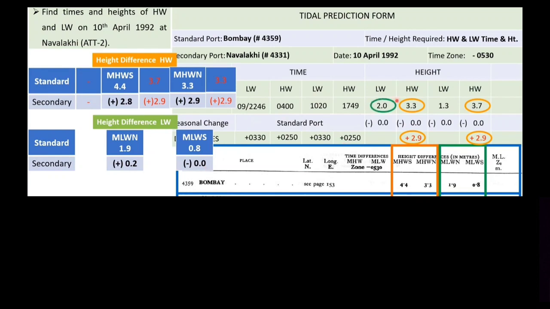What is our low water? Our low water is 2 meters. Where would it fit in? It would fit in somewhere here. So it needs extrapolation. When we extrapolate, we get the height difference to be +0.2 meters. That gets filled in here. Our second low water is 1.3 meters. 1.3 meters will fall between these two. And when we interpolate, we get the height difference as +0.1 meters, which gets filled in here.